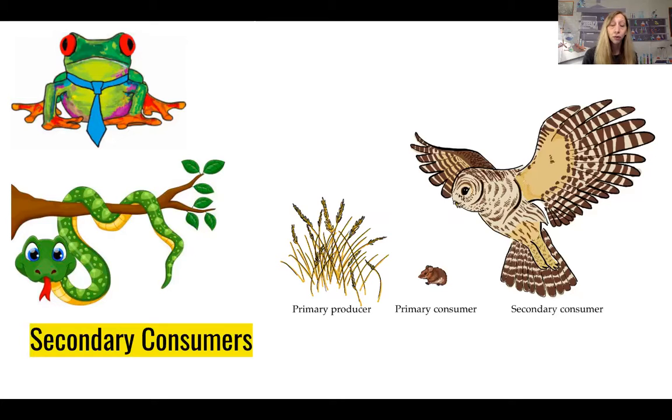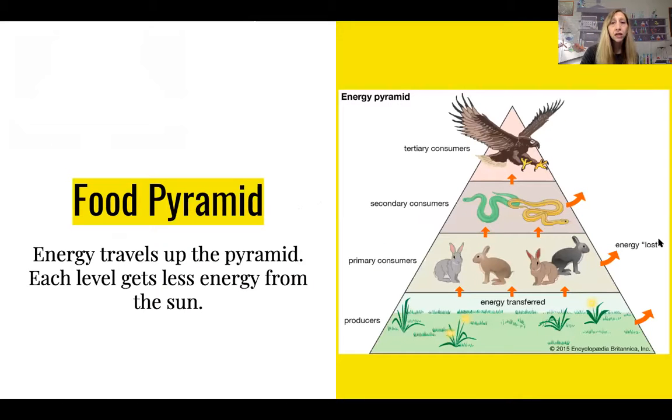So in this picture, you can see the primary producer is some hay on the ground. The primary consumer is a little field mouse, and the secondary consumer is that owl. And that's kind of how the simple food chain works. A plant will produce food for a primary consumer. That consumer eats that food, gets that energy, and then the secondary consumer eats the first consumer and gets the energy. In the food pyramid or the energy pyramid, energy travels up the pyramid, and each level gets a little bit less energy from the sun. So they have to eat more food to get their energy.